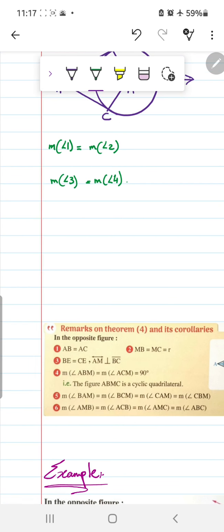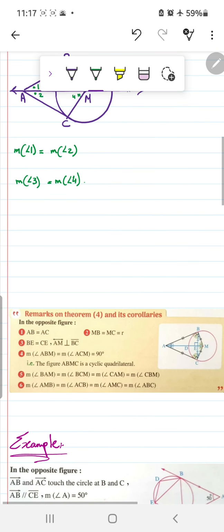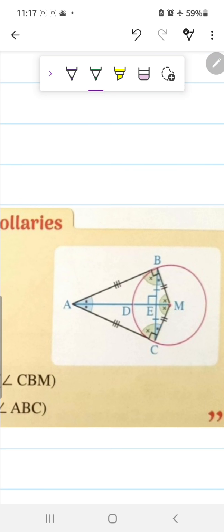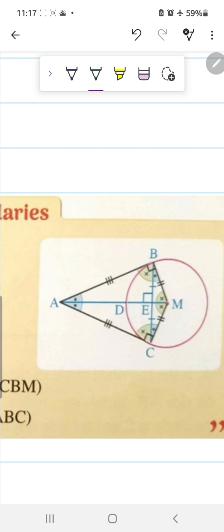Here we have a summary. In this figure we have AB and AC two tangents, as we said. So we get AB equals AC, and we get measure of angle 1 equals measure of angle 2, and also this angle equals this angle. Okay, and we get AE is perpendicular to the chord of tangency, so perpendicular to BC and bisects it.